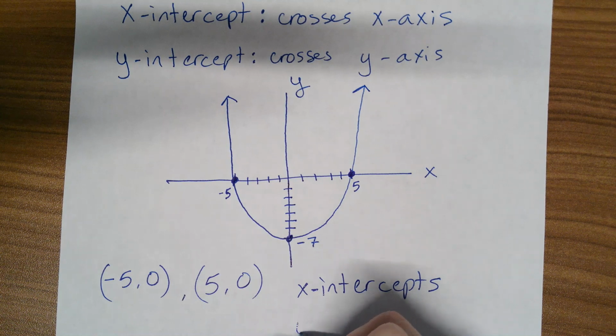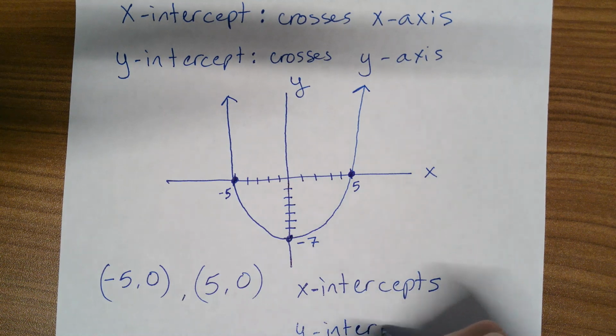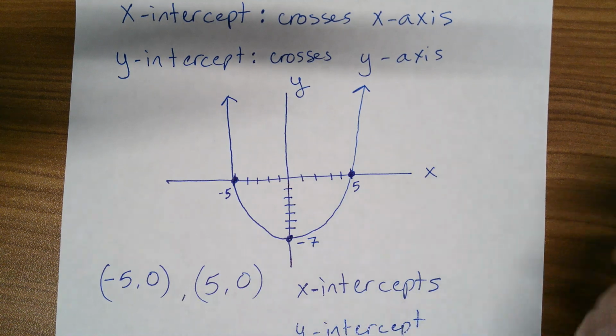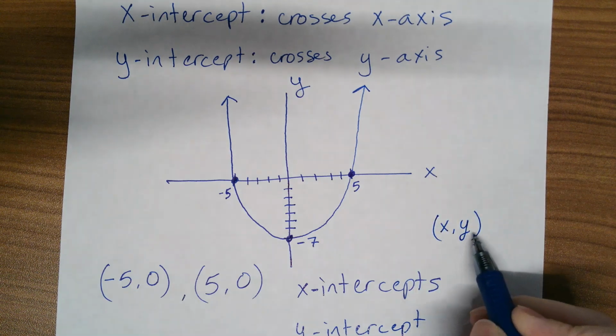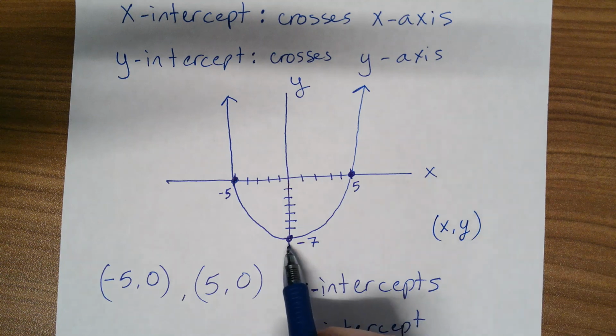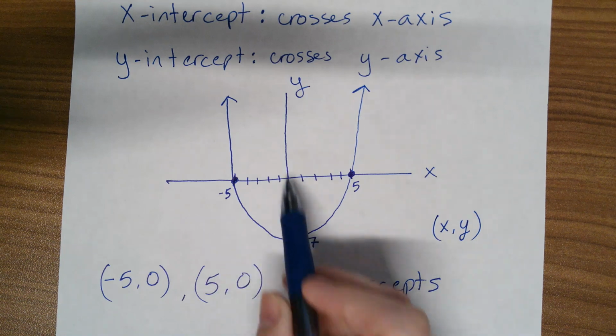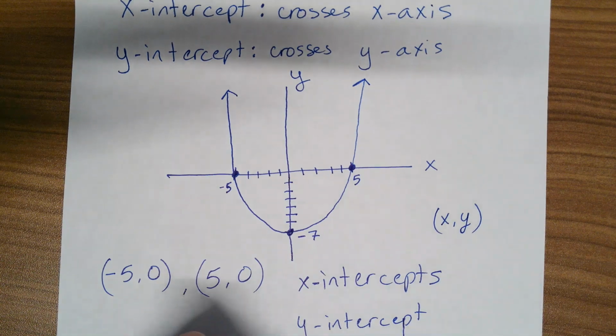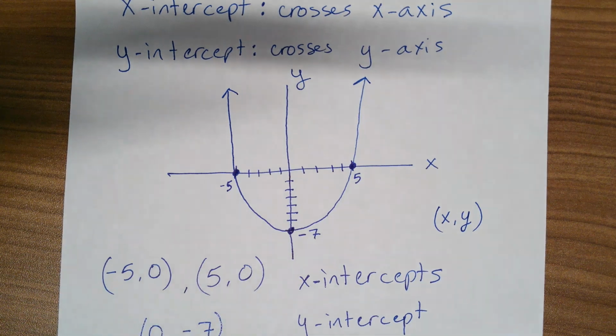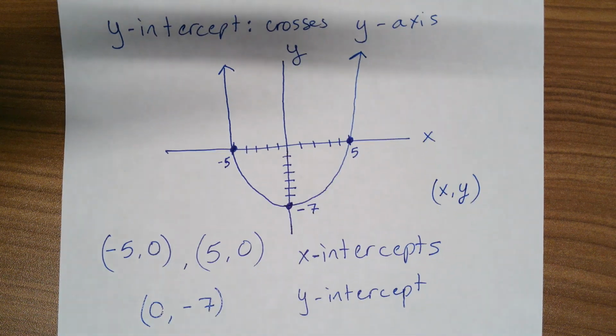So what is this coordinate? What is my y-intercept? Again, remembering that a coordinate is x, y. The y value is -7. The x value, since I'm on the y-axis, is going to be 0. We can see that I didn't go any left, I didn't go any right. So the x value is just 0. We're still in the center. So my y-intercept is 0, -7. So there we go, finding x and y intercepts from a graph.